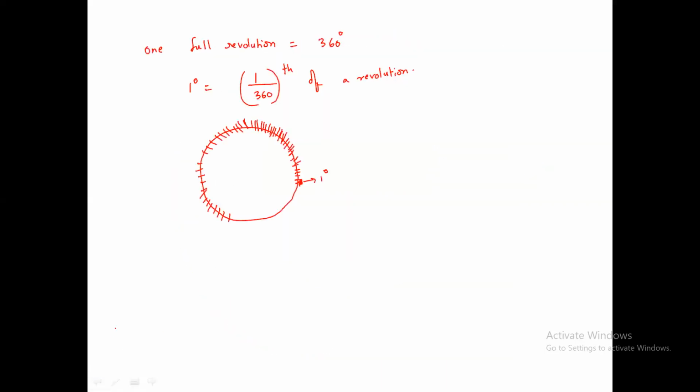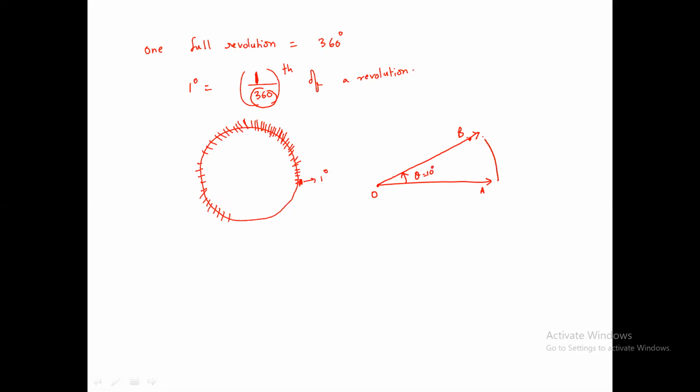Out of 360 parts, I am taking one part. That is what I told you. Out of 360 parts, if you take one part, that will be considered as 1 degree. Now, if you zoom this 1 degree, suppose I am taking 1 degree angle here. I am zooming it. 1 degree will not be this much big, but I'm zooming it.